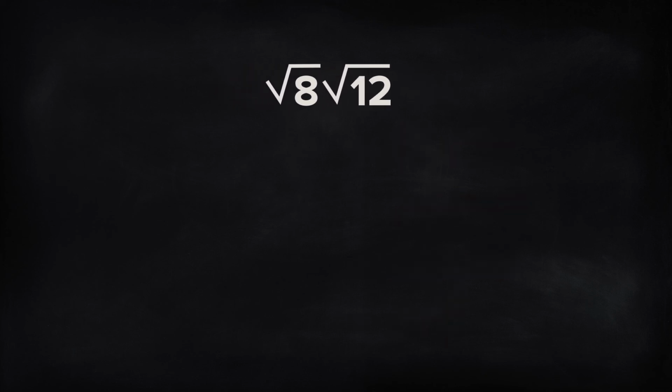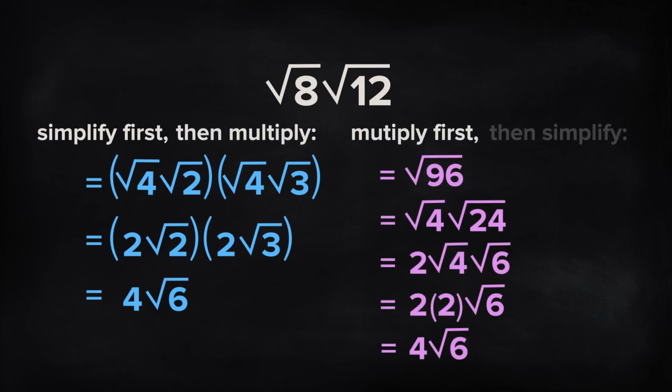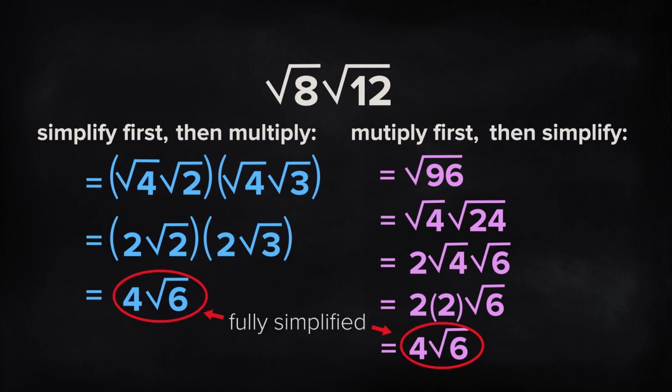So whenever one of the radical factors in a multiplication problem can be simplified, you have a choice. You can simplify first, then multiply, or you can multiply first and then simplify. It doesn't matter, as long as the radical in the final answer is fully simplified.